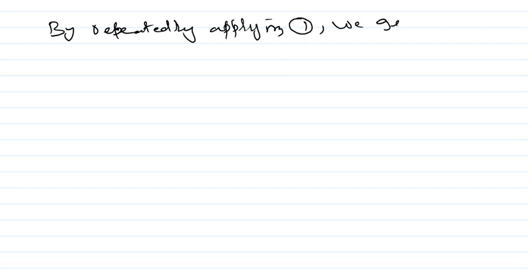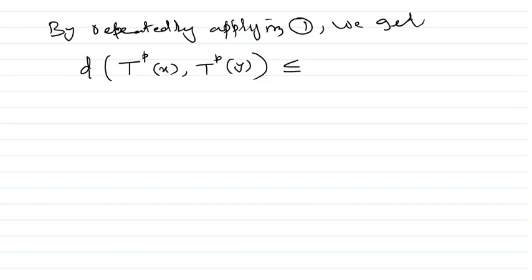Okay, by repeatedly applying 1, we get the following: distance between T power p of x and T power p of y, where we are applying T p times. We'll see that this is less or equal to r power p times distance between x and y. So this is very simple. This one is very simple.